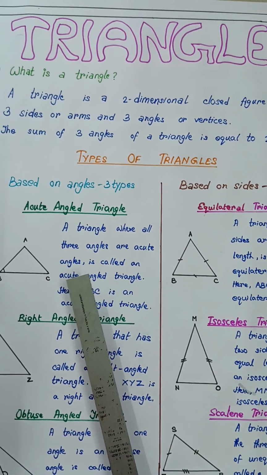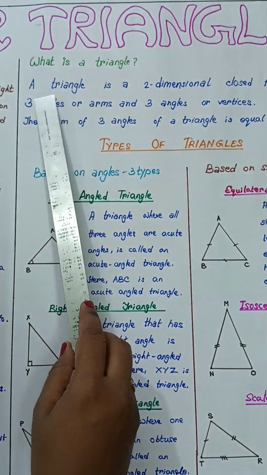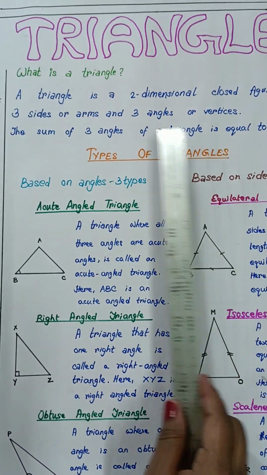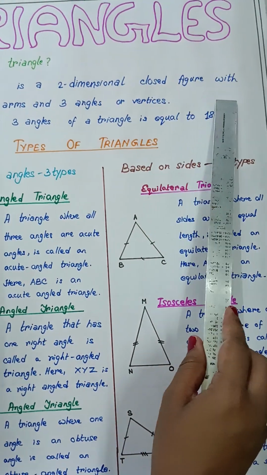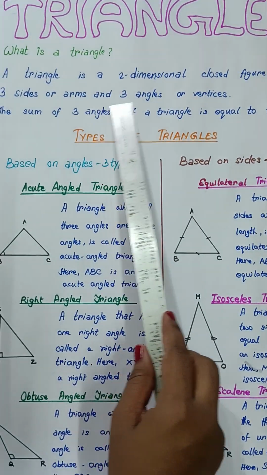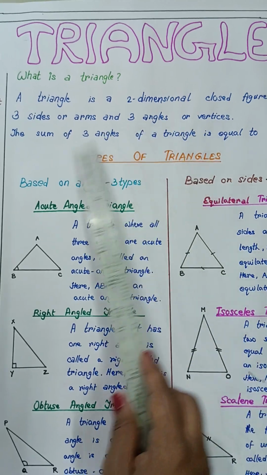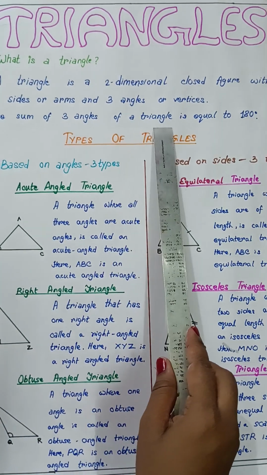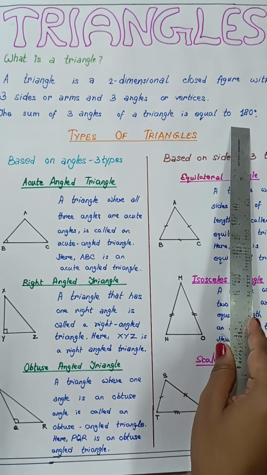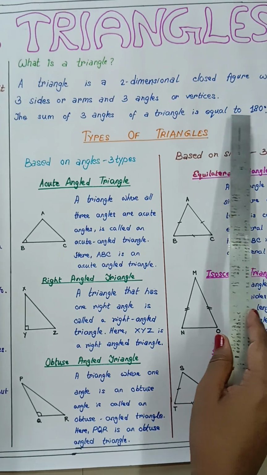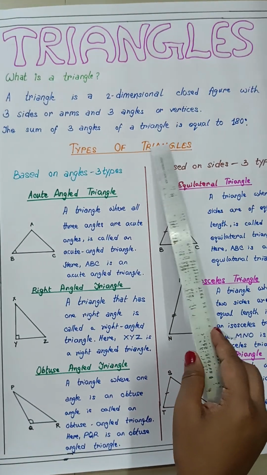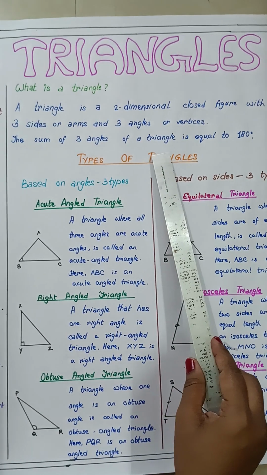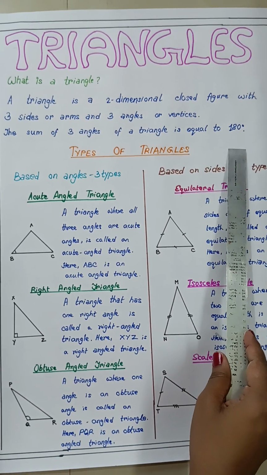So let's start. First of all, you need to know what a triangle is. A triangle is a two-dimensional closed figure with three sides or arms and three angles or vertices. The sum of the three angles of a triangle is equal to 180 degrees. So a triangle is a closed figure where there are three arms and three angles, and the sum of the three angles will always be equal to 180 degrees.